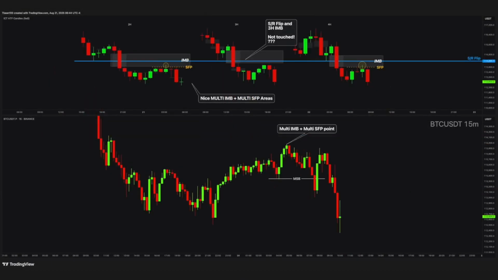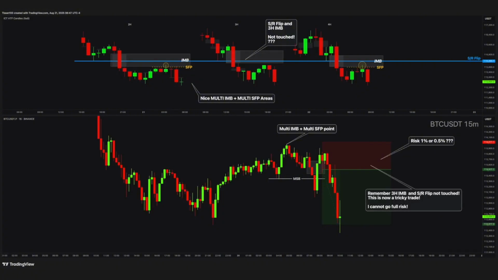Now, when looking at the lower time frames, such as the 15-minute chart, you can clearly see that the market structure actually breaks right at the point of multiple imbalances and swing failure pattern. This becomes a very classic low time frame trade entry. We are just following the structure closely. However, the question is, should you risk 1% or maybe only 0.5% for this particular trade?